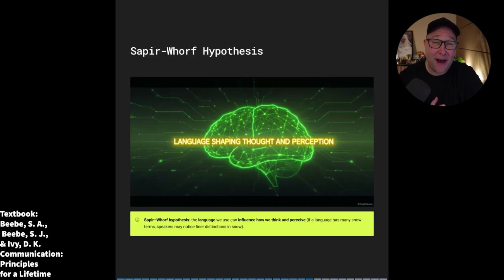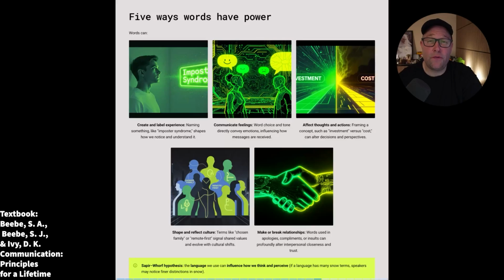The Sapir-Whorf hypothesis suggests that the language we use can influence how we think and perceive reality. If a language has many terms for snow, speakers may notice finer distinctions in snow. So someone from Texas wouldn't be able to perceive reality of snow as well as someone from Alaska. So review, the 5 ways that words have power are: they can create and label experience, communicate feelings, affect thoughts and actions, shape and reflect culture, and make or break relationships. And the Sapir-Whorf hypothesis suggests that language we use can influence how we think and perceive reality.